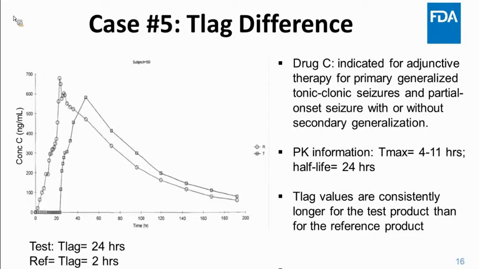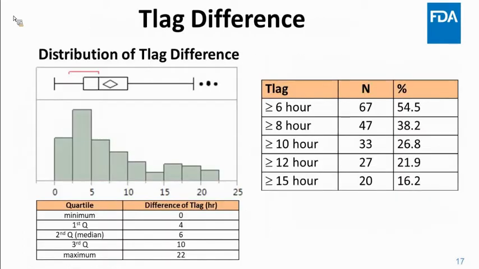It should be noted for this study, Tlag values are consistently longer for the test product than for the reference product. Here is the PK profile for one of the subjects. You can see the Tlag for the test product is 24 hours. The Tlag for the reference product is 2 hours.